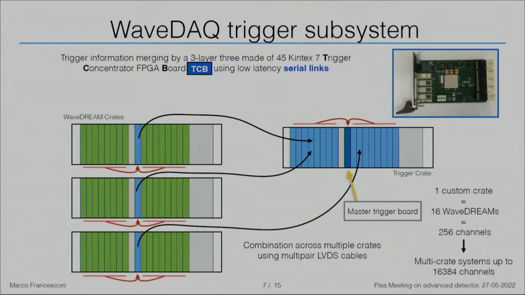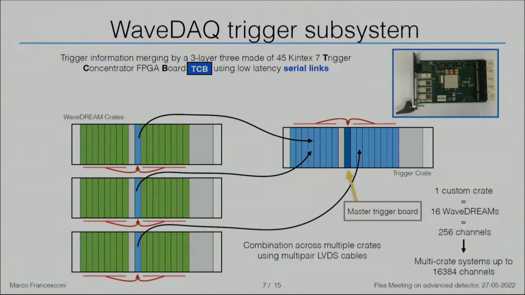How we build the information together: we have a 3-layer trigger tree that converges the information first toward the central board, which is this one, inside each crate, and then from that one to a dedicated trigger crate that does, at the end, the final trigger aggregation toward what we call the master trigger board, which then has the complete picture of the situation of the experiment.